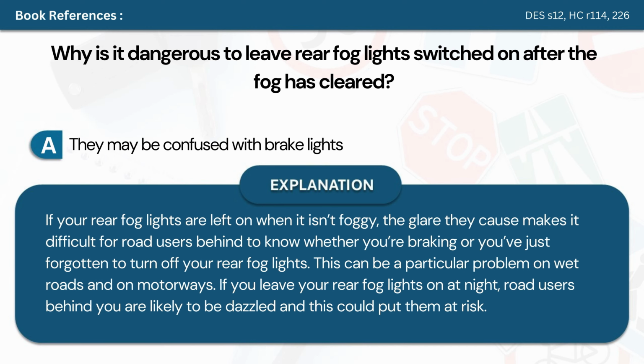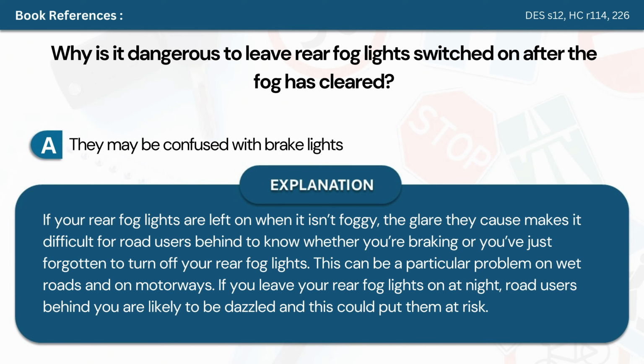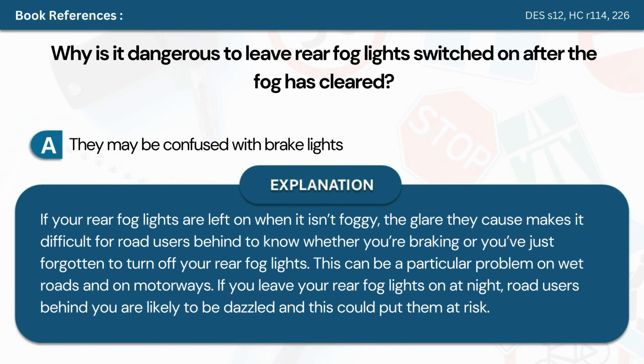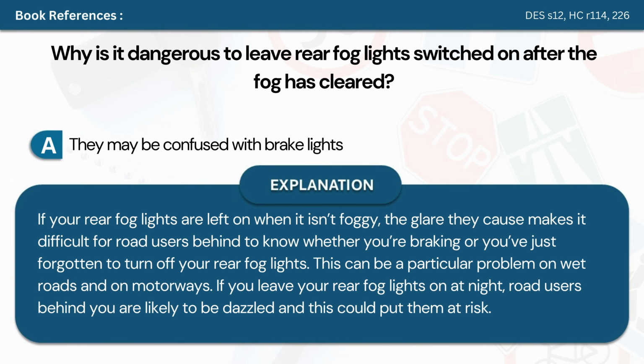If you leave your rear fog lights on at night, road users behind you are likely to be dazzled, and this could put them at risk.